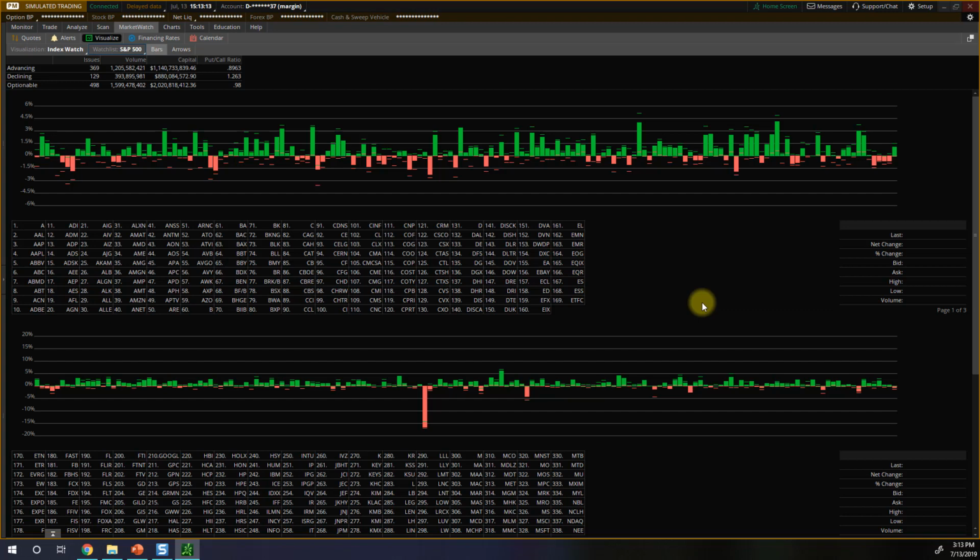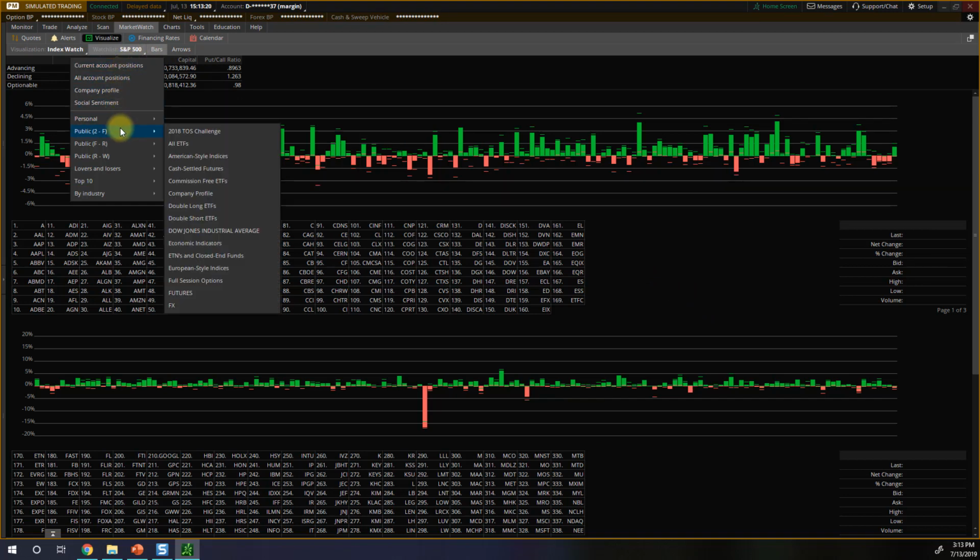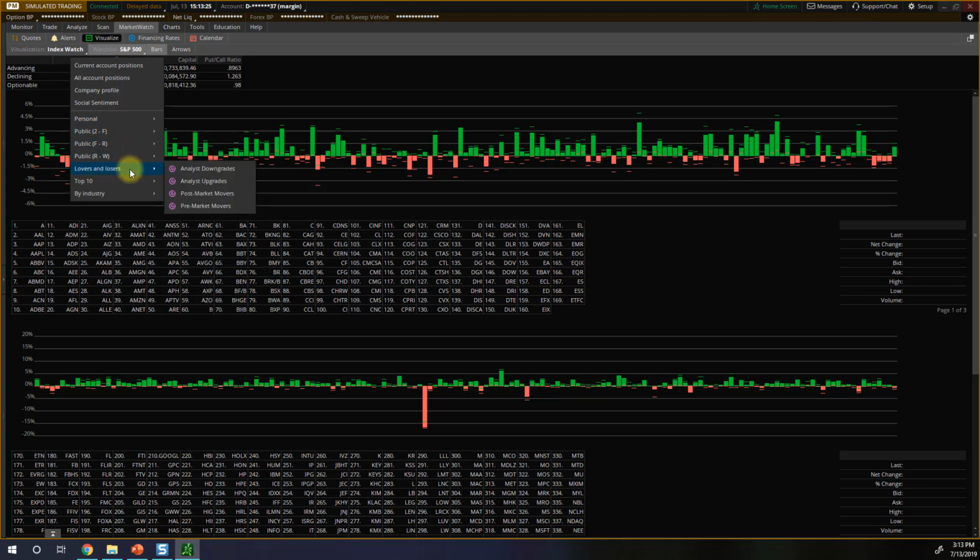So if you have Thinkorswim, I would encourage you to come through here and just play around and poke around in these different menus and see different things that you can sort by. It's really an amazing feature. But I can do, for instance, here's an interesting one called Lovers and Losers. This is what Thinkorswim calls a classification: analyst downgrades, upgrades, post-market movers, who moved after the bell, who's moving before the bell. So on any given day, which were all the stocks that got downgraded and which ones are performing the worst? Which ones got upgraded? Which ones are performing the best? We can easily find that.